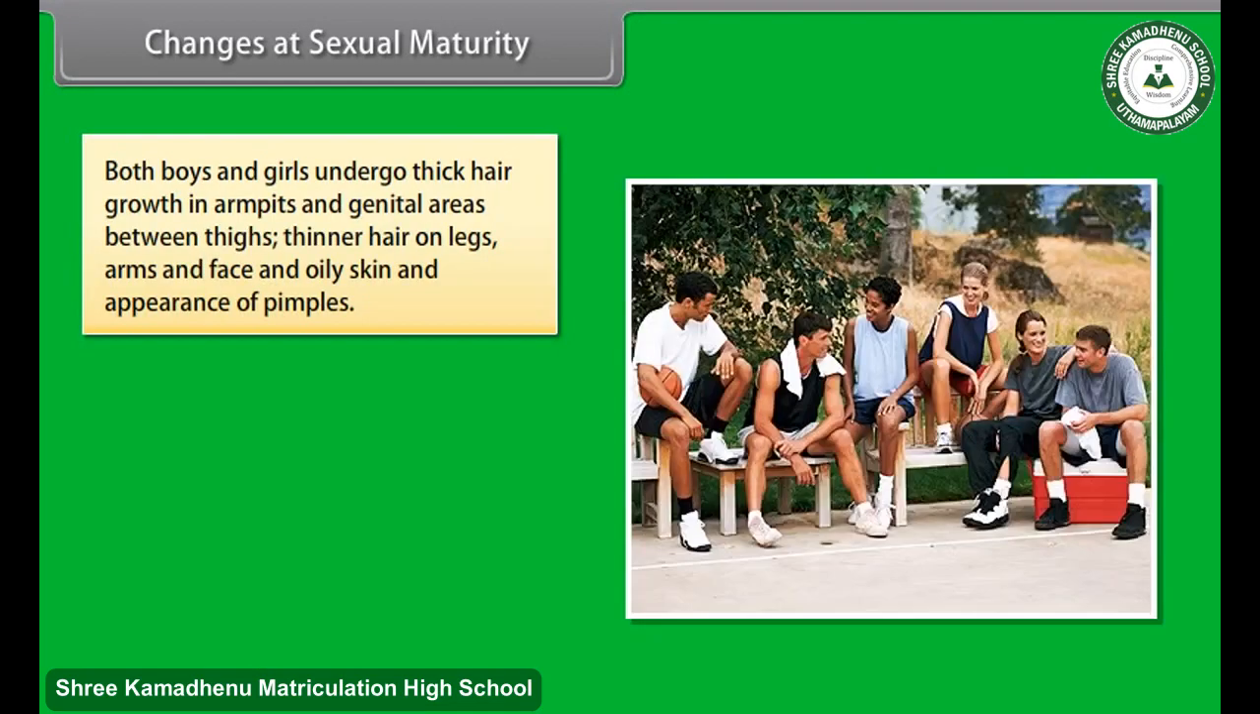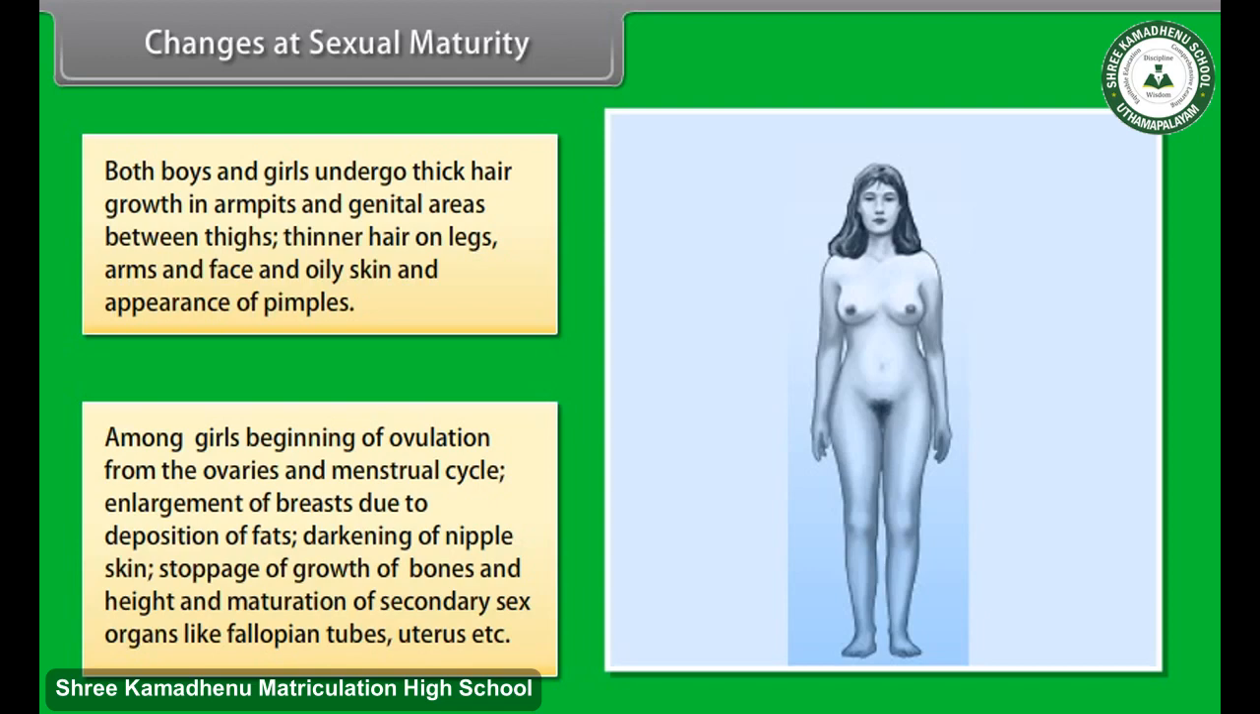Changes at sexual maturity. Both boys and girls undergo thick hair growth in armpits and genital areas between thighs, thinner hair on legs, arms and face, and oily skin and appearance of pimples. Among girls, beginning of ovulation from the ovaries and menstrual cycle, enlargement of breasts due to deposition of fats, darkening of nipple skin, stoppage of growth of bones and height, and maturation of secondary sex organs like fallopian tubes, uterus, etc.